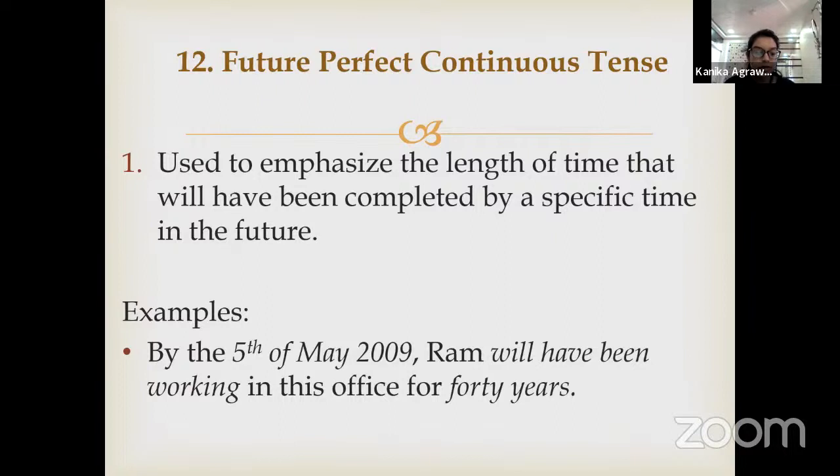By the June, let's say you have... you'll get your results in August, for example. So by the first week of August 2023, students will get their results. Okay, or let's say by the end of July, students will have been studying in this academy for 3 months.